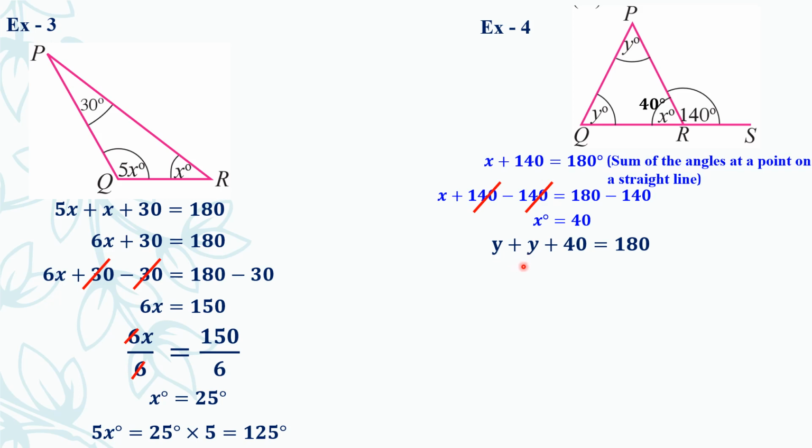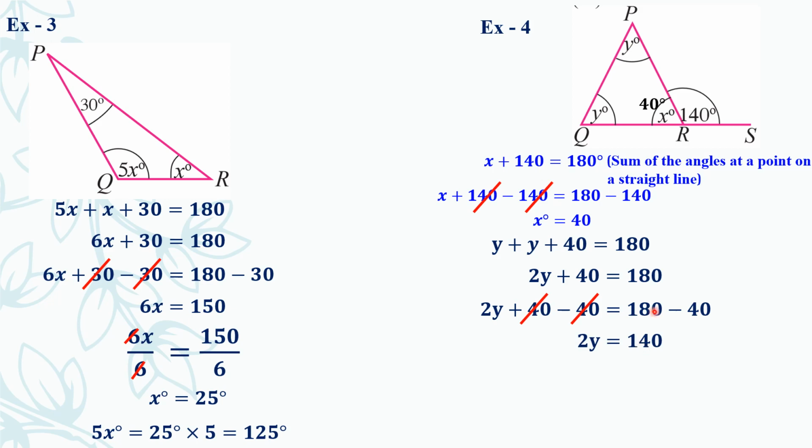So we can simplify this one. y plus y will be 2y. 2y plus 40 is equal to 180. Then again we can remove this 40. It is better to remove this one, and 2y plus 40 minus 40 is equal to 180 minus 40. Then the 40s are cancelled. Then 2y is equal to 180 minus 40, which is 140, so 2y is equal to 140.